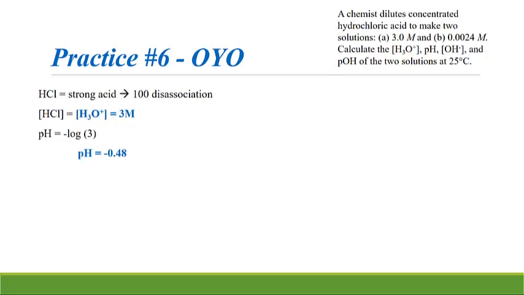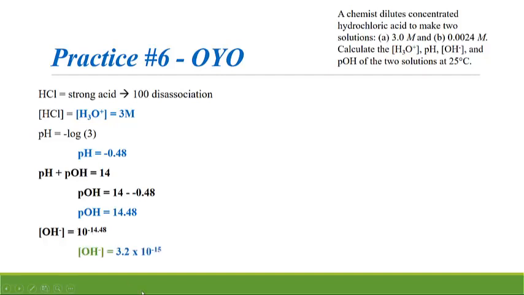Okay. Well, once we know the pH, we can go ahead and figure out a couple other things. We know pH plus pOH equals 14. So pOH is going to be 14 minus 0.48. So the pOH of this is 14.48. All right. And then once we know the pOH, we can take the antilog of that and end up with our OH concentration, which is 3.2 times 10 to the negative 15. A really, really small amount.